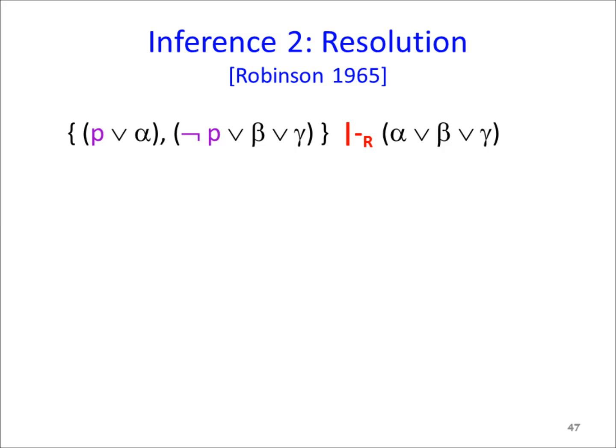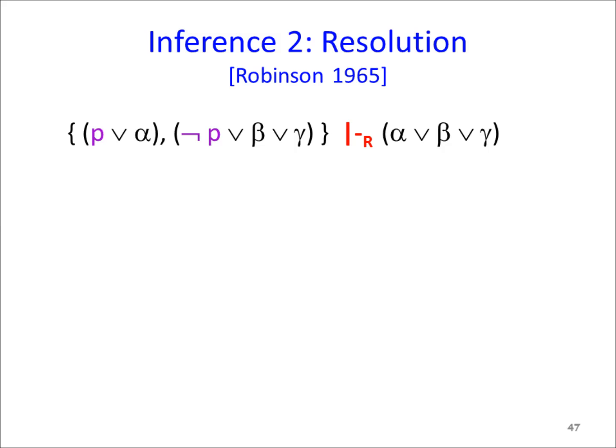Now resolution basically says the following. It is again a single rule that we are going to use. And the rule says, if I have a clause with P in it and another clause with not P in it, then I can prove this thing. I can prove that if P or alpha is true, and not P or beta or gamma is true, then alpha or beta or gamma has to be true.